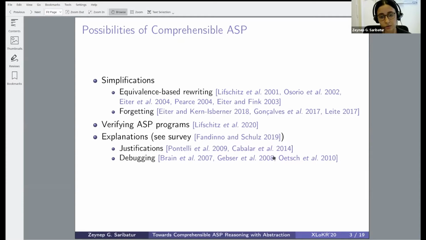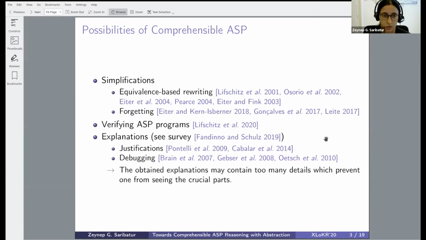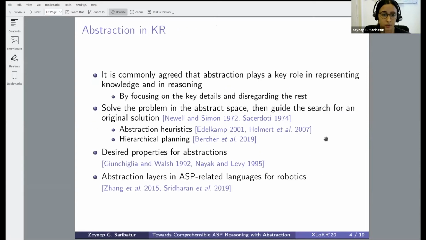But as also mentioned in the survey, the explanations you may get may contain too many details, which prevent one from seeing the crucial parts. So overall, some notion of abstraction can come in quite handy for getting more comprehensible ASP. The notion of abstraction is not new in KR, because it's about focusing on key details and disregarding the rest, and it's been agreed that abstraction plays a key role in representing knowledge and reasoning.